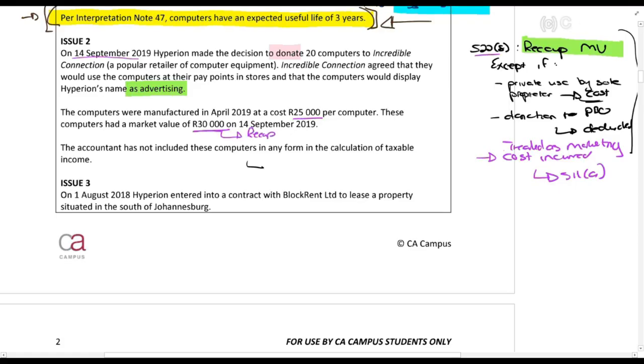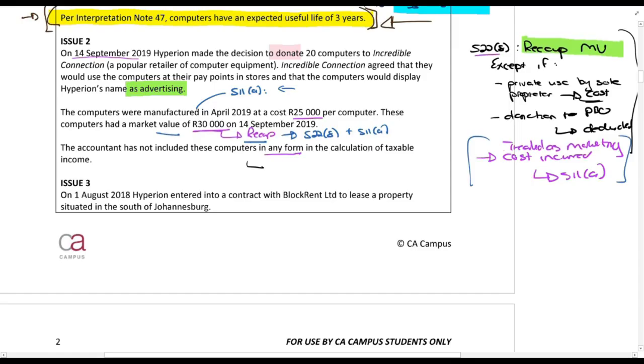The accountant has not included these computers in any form in the calculation of taxable income. So we have to do all the work here still. Lazy accountant. This is a section 11(a) manufacturing cost that you're going to be claiming, and this over here is section 22(8) plus section 11(a). What do I mean? We'll claim the cost of the manufacturing, then we will recoup the market value, and then in terms of the proviso in section 22(8), we will treat that same recoupment amount as a cost incurred.